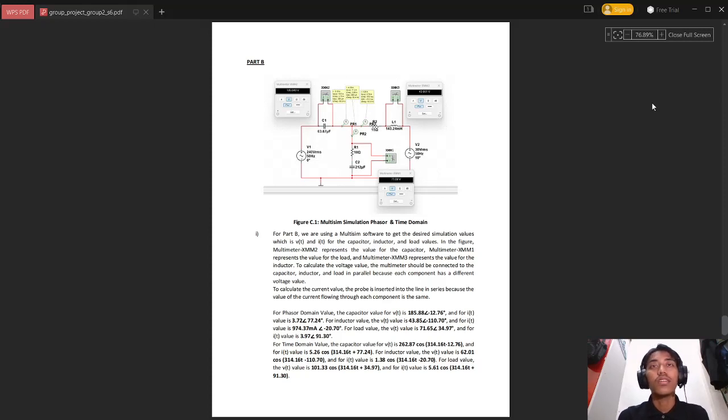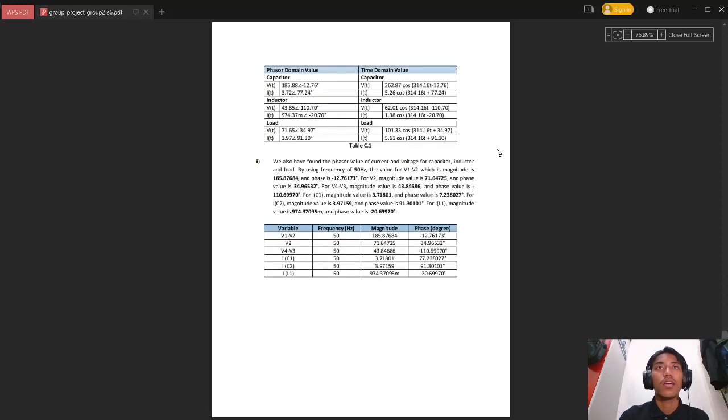To measure the voltage value, the multimeter should be connected to the capacitor, inductor, and load in parallel because each component has a different voltage value. To measure the current value, the probe is inserted into the line in series because the current flowing through each component is the same. Next, this is the table that we get for the values.